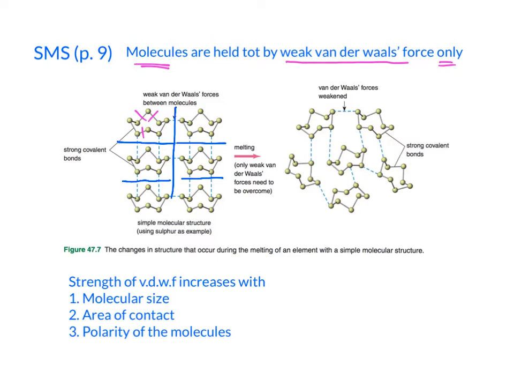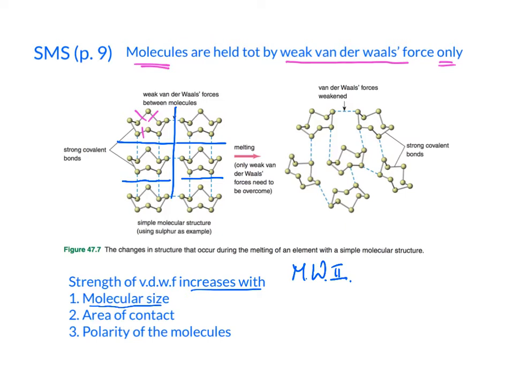What you have learned in Microscopic World 2 is that the strength of van der Waals force increases with molecular size. That means larger molecular size, stronger van der Waals force, because the uneven distribution of electrons has a greater chance of occurring, so the van der Waals force will be stronger. Second one, we'll not cover too much right here, is related to the area of contact.